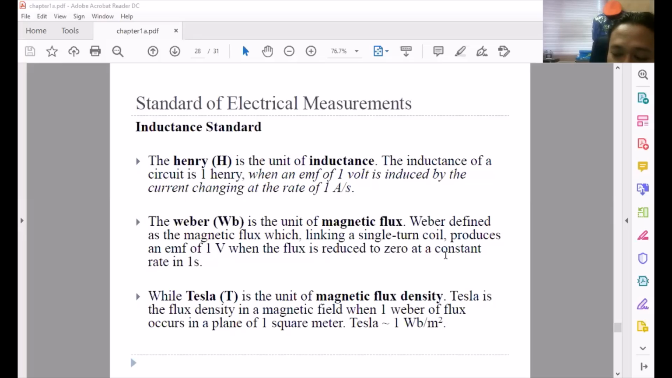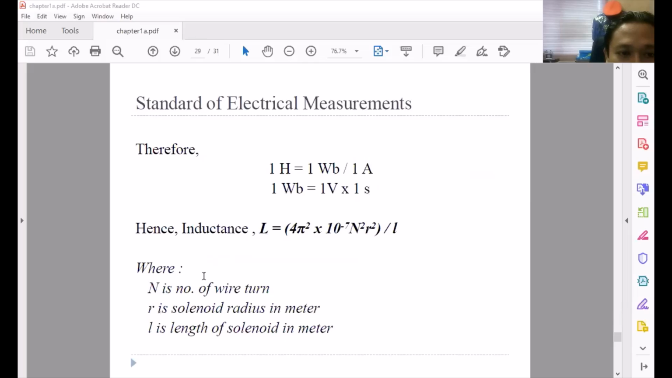Inside the inductor we have the magnetic flux, and also we have the magnetic flux density. This one no need to go through. So this is an example for the inductor.